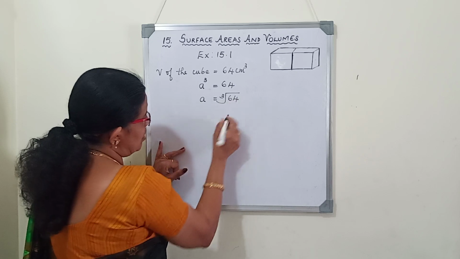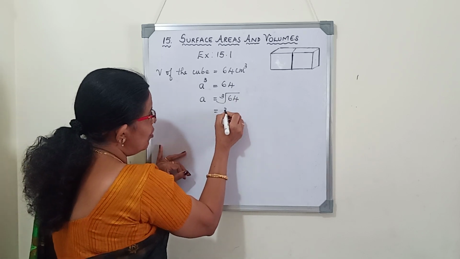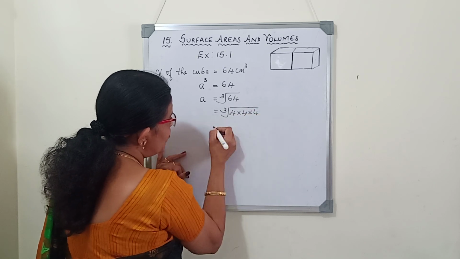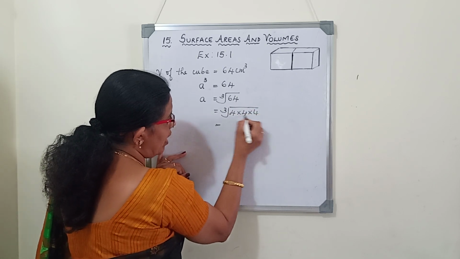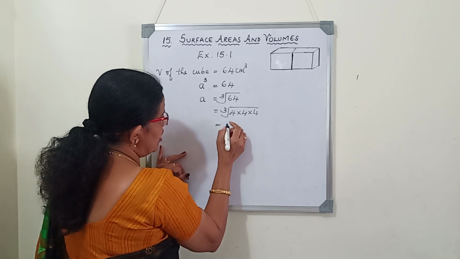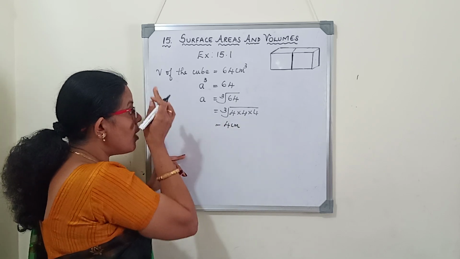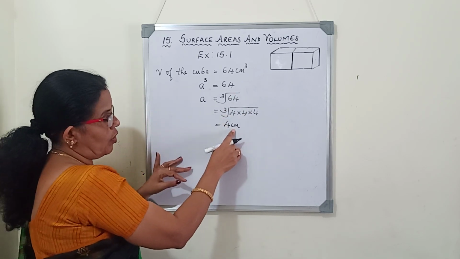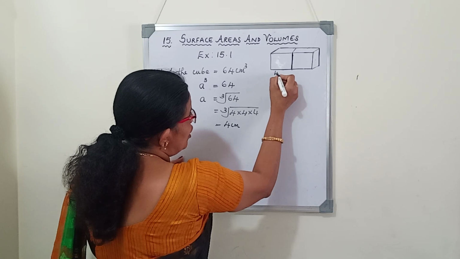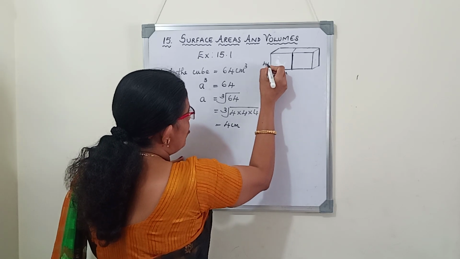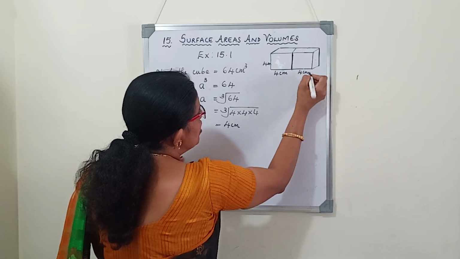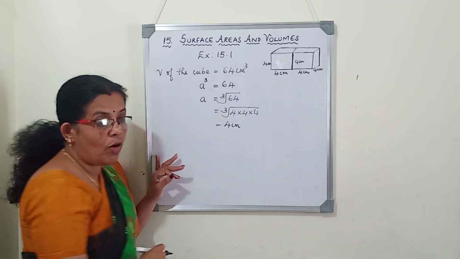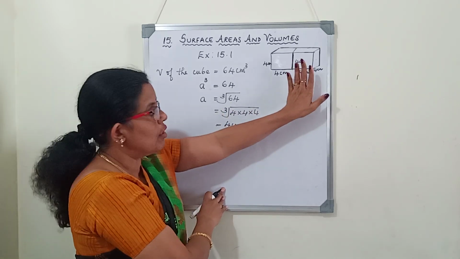What is the cube root of 64? It is 4. Cube root of 64 we can find by 4 into 4 into 4, it is 64. Cube root means from 3 similar numbers, one number we will take out. So it is 4 centimeter. Otherwise, we have to factorize 64. So A is 4. That is, the edge of the cube is 4 centimeter. All the sides of these cubes are 4 centimeter. Length 4, breadth also 4, height also 4.